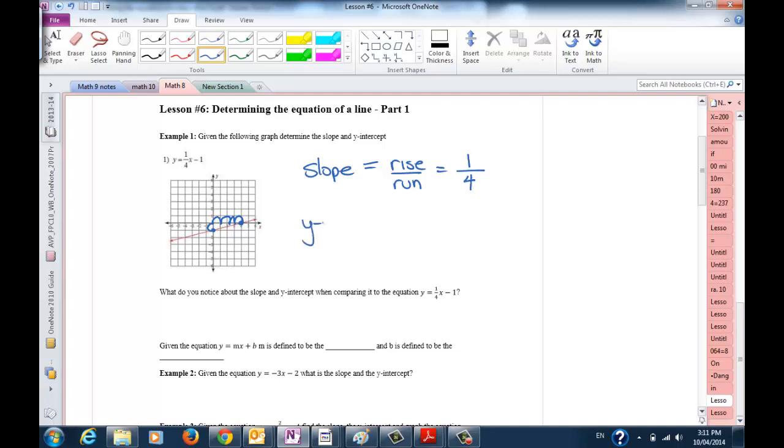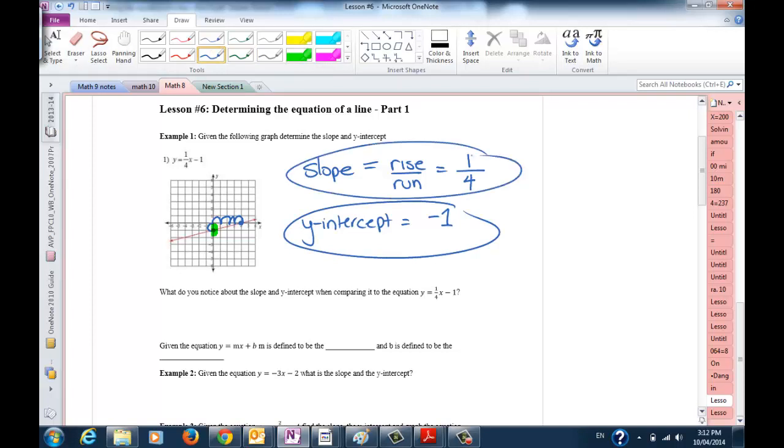Our y-intercept is the point on the line that goes through the y-axis, and that occurs right here. So our y-intercept is -1.